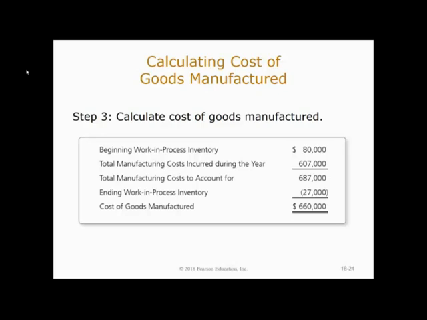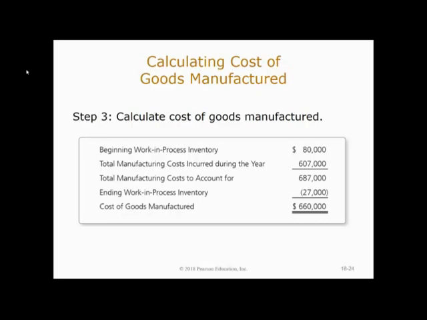We're going to have costs that are tied up in jobs that aren't done yet and therefore aren't manufactured yet. They're in the process of being manufactured. So if we take our total manufacturing cost to account for, subtract out the portion of that we have tied up into jobs which are still in process, our ending WIP inventory, we get the cost that we paid during the period for jobs which we have actually finished.